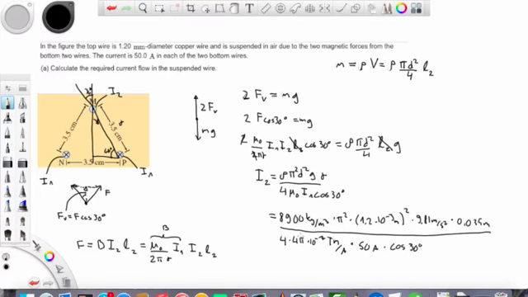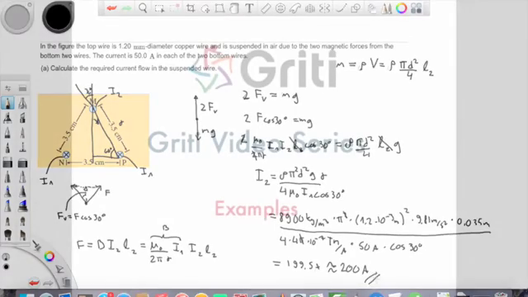So here these pi's cancel, so all in all we'll get 199.5 amperes. So we need about 200 amps.